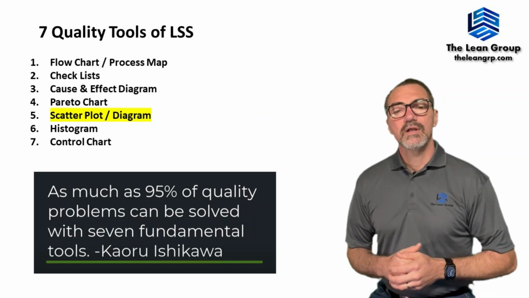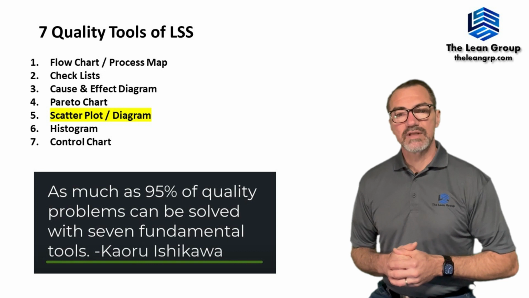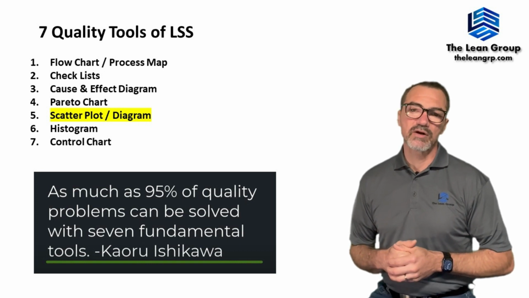Hello, I'm Mikhail Henning. Today we're going to talk about the fifth of the 7 quality tools of Lean Six Sigma, the scatter plot, otherwise known as a scatter diagram.